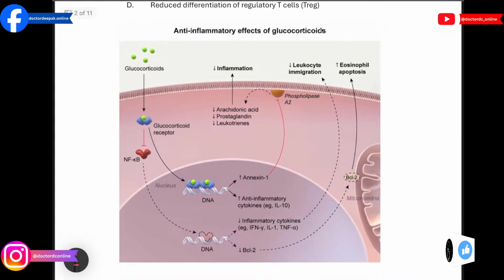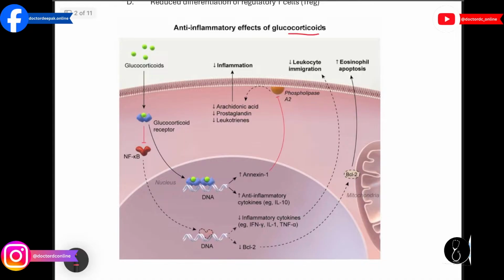For that, first we have to study the anti-inflammatory effect of glucocorticoids. They will bind with the glucocorticoid receptor present in the cytoplasm. By this receptor, they affect NF-kB, which goes into the nucleus, modifying the DNA.